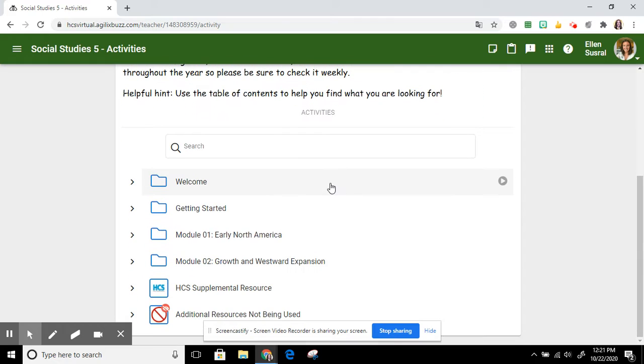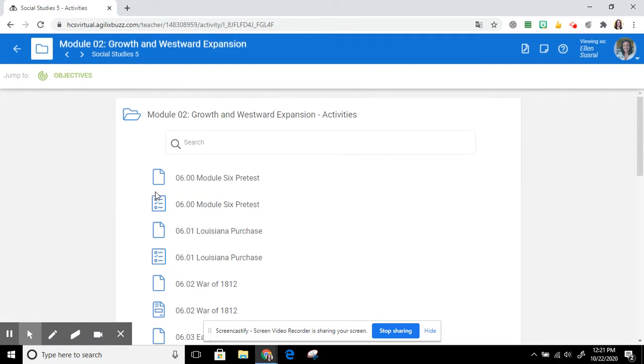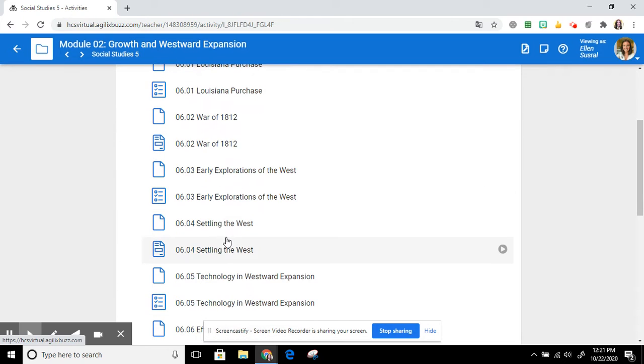I'm going to go to module 2, where you will find your lessons for your unit 6. And we're looking for 0604. So I'm going to click on the blank page icon. That's going to take me to the lesson 0604, Settling the West, under Module 2.